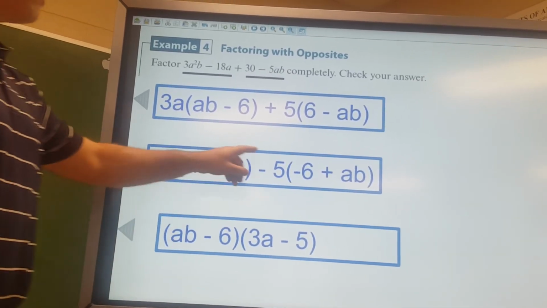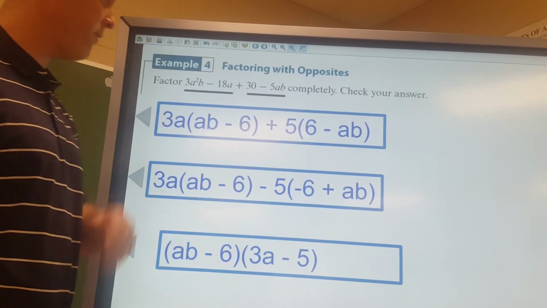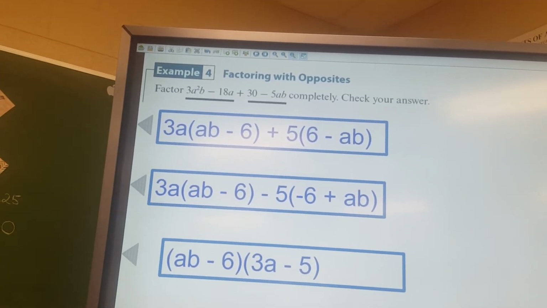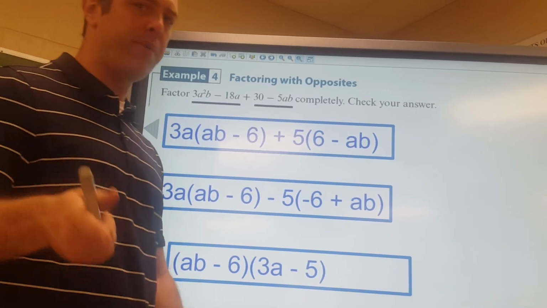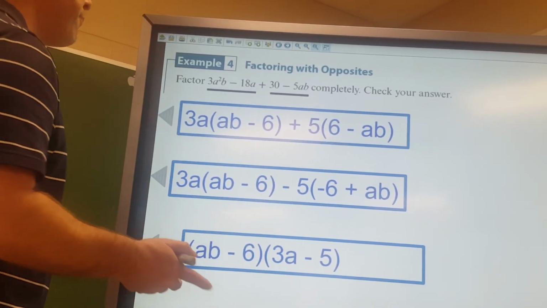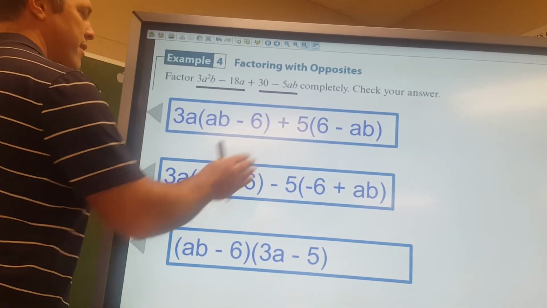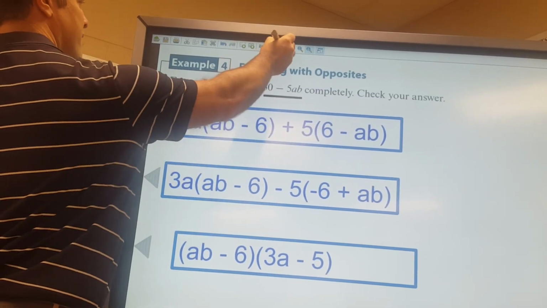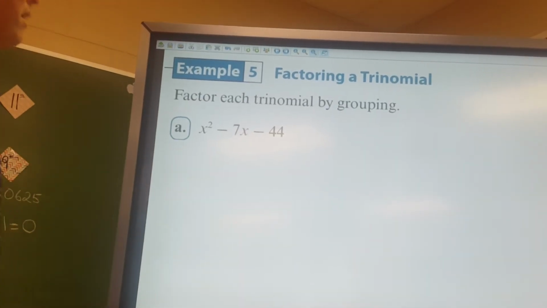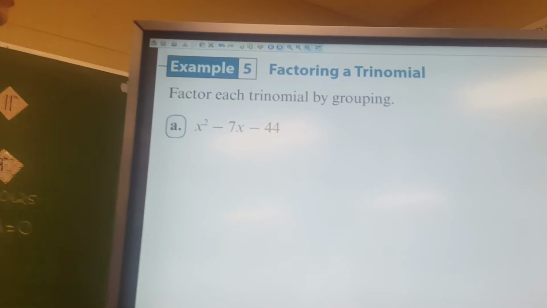You've got ab minus 6. We need to go backwards and distribute it to a minus 5. And now I've factored that out completely. So that's how to deal with opposites. If we have an opposite, we're going to change the sign out in front, and that'll change the signs inside the parentheses. All right, factoring each trinomial by grouping.